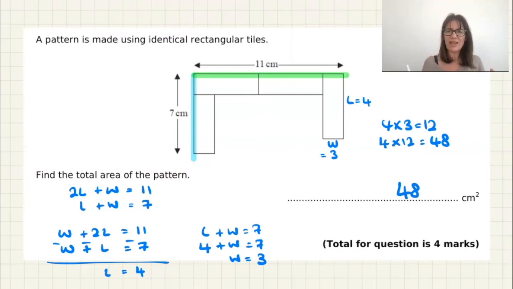And obviously the reason for that question is don't always expect simultaneous equations to be coming from worded questions like tea and coffee. They can come from a geometrical shape as well.